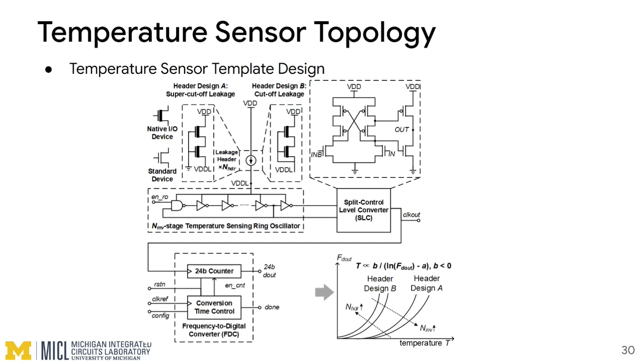So if you look at design A here on the left, which is in super cutoff leakage, lower ring oscillator frequency, which trades off higher quantization noise for lower power, while design B trades off higher power for lower quantization noise.